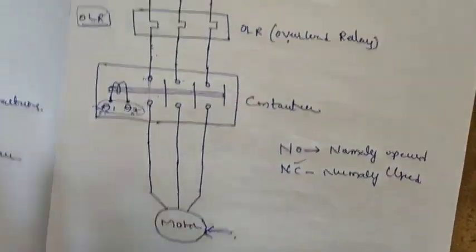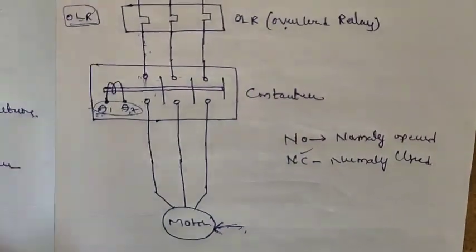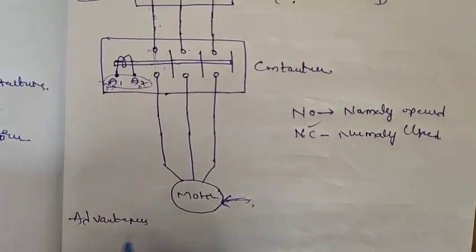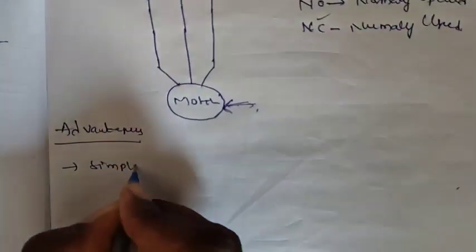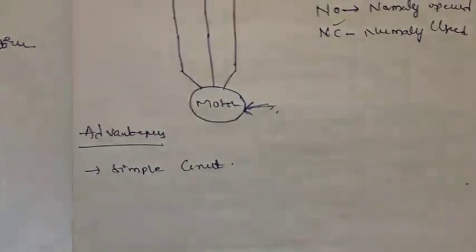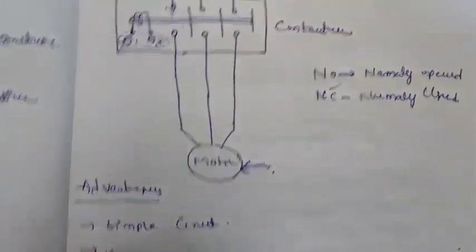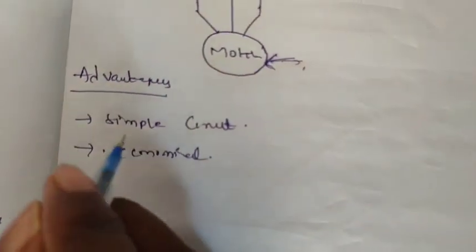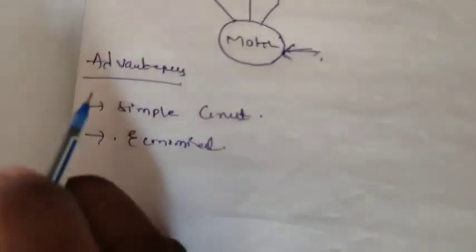So next, the advantages of the DOL starter. That means it is a simple circuit. From the construction point of view, this one is very simple and economical. From the cost point of view, as compared to other starters, the DOL starter is somewhat less. So it is more comfortable to design and operate.